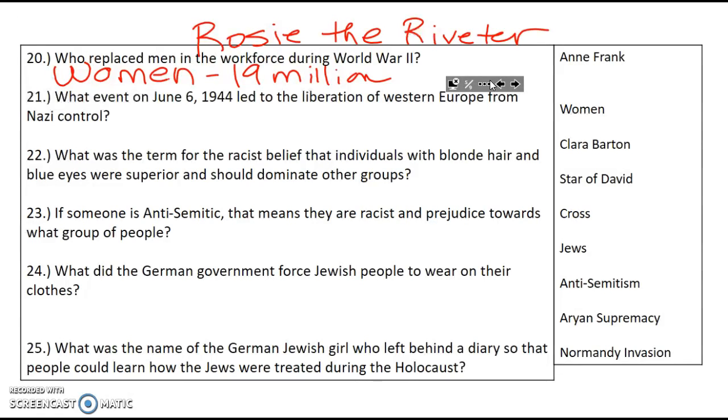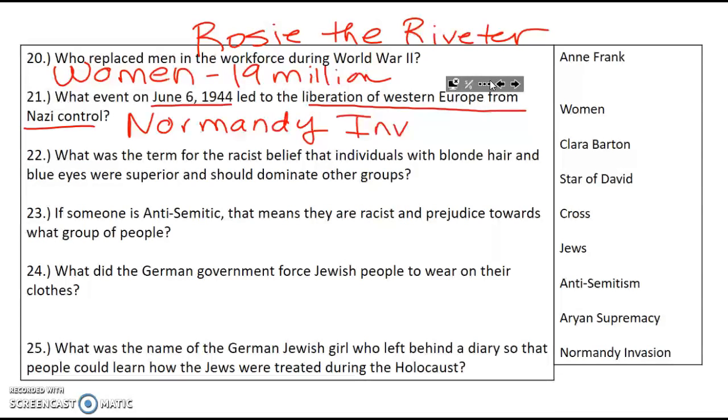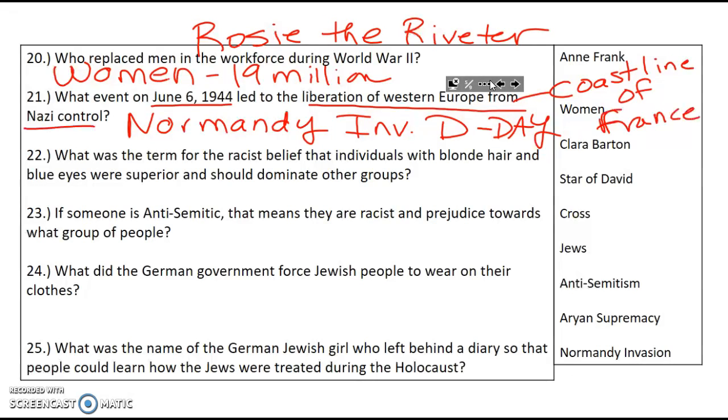21, what event on June 6, 1944 led to the liberation of Western Europe from Nazi control? And that was called the Normandy invasion, also known as D-Day. And that happened on the coastline of France. The Supreme Allied Commander of that battle was Dwight D. Eisenhower, who later became President of the United States.